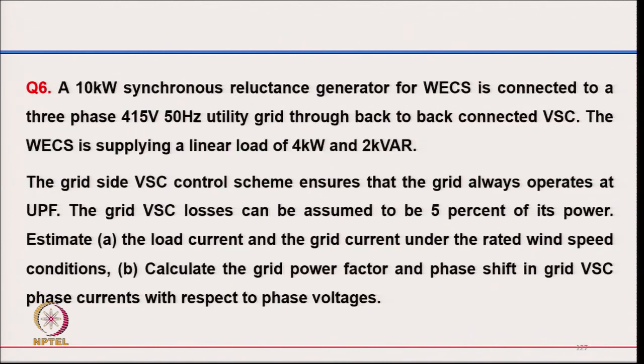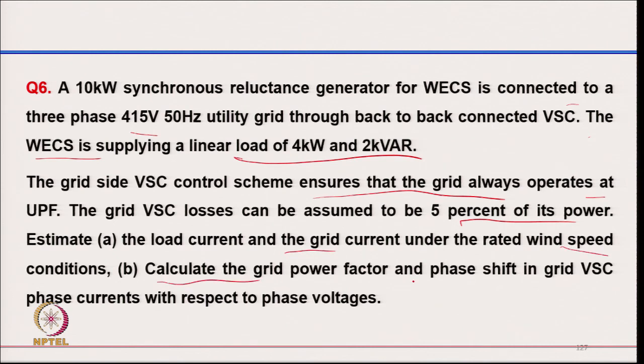So, coming to the sixth example, a 60 kilowatt synchronous reluctance generator for a wind energy conversion system is connected to a 3-phase 415 volt 50 hertz utility grid through a back to back connected voltage source converter, and the wind energy conversion system is supplying a linear load of 4 kilowatt and 2 kVAR reactive power, and the grid side voltage source converter ensures that the grid is always operated at unity power factor, and the grid voltage source converter losses can be assumed to be 5% of its power. Estimate the load current and the grid current under rated wind speed.